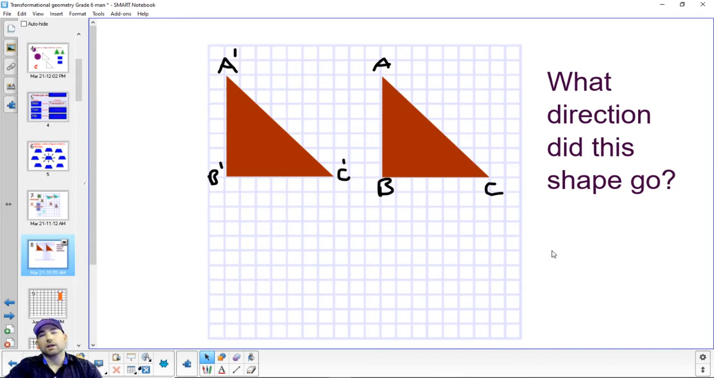Now, how can we tell which one is the original and which one is the copy? Well, that's where prime marks come in handy. So this is how we use prime marks. And here is our definition back on this page here.